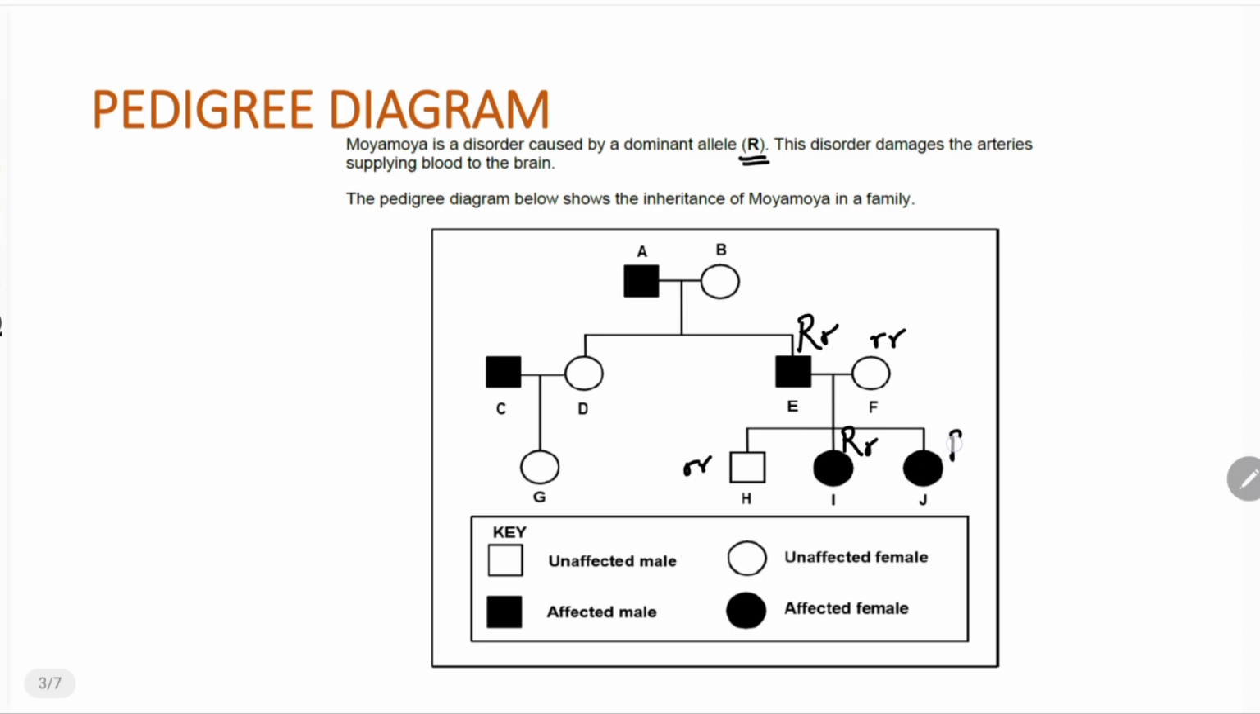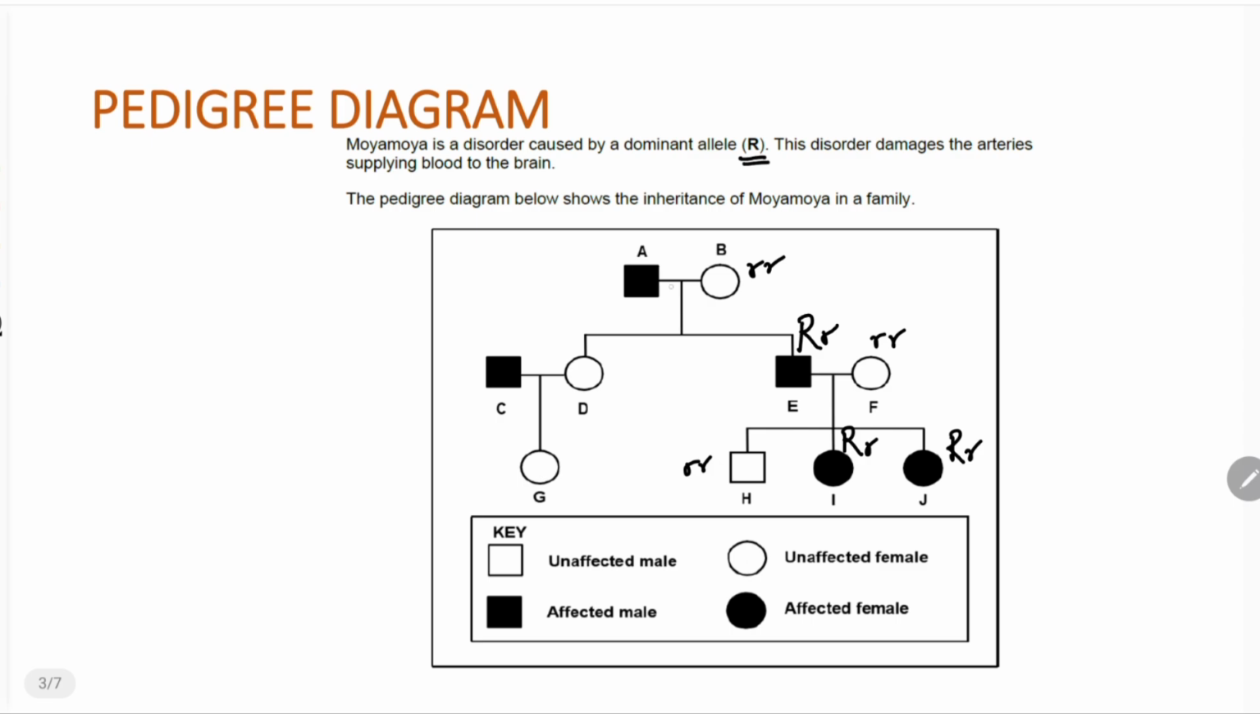It is the same story as in number I. So the genotype is going to be that one, right? Now let's come to individual number B. Individual number B, that is a female without moya moya. So since this is a female without moya moya, the genotype is small letter r.